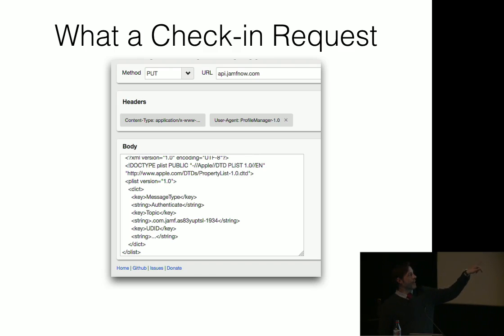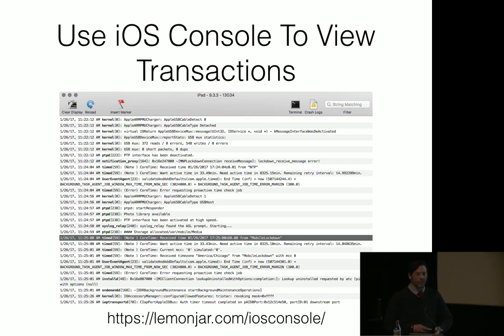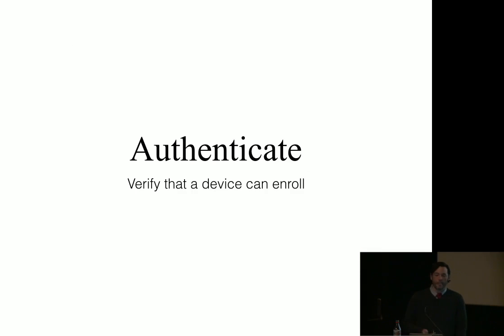So if you see com.jamf.something, the reason for the topic is to try to help with threading, if that makes any sense. So we send this check-in and then use iOS console to view the transactions and see what's happening under the hood on the iOS device side. So you'll see an error code, and then the MDM protocol reference guide actually has a whole table of what each error code means. So on the MDM side, we just take that error code and run with it.